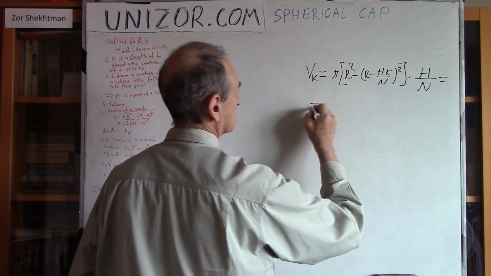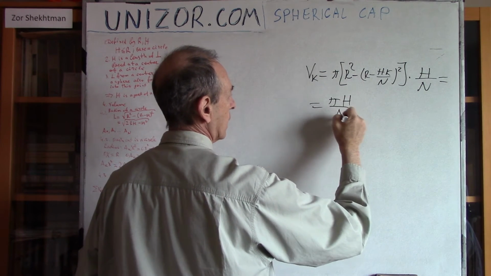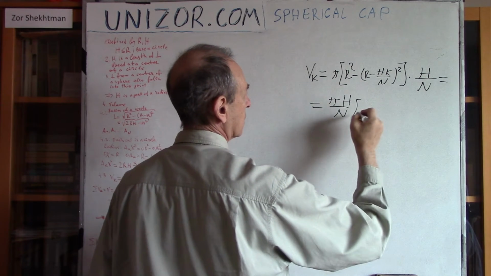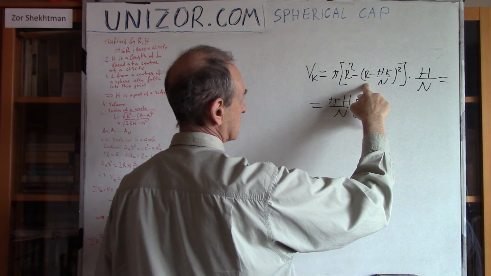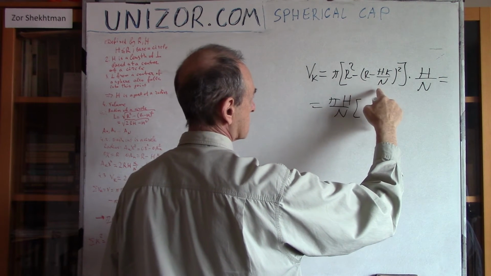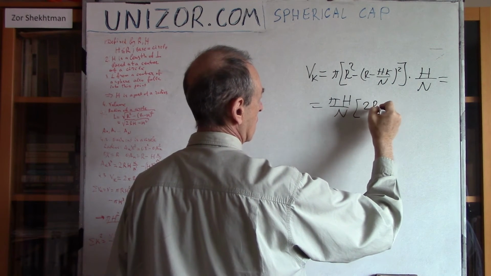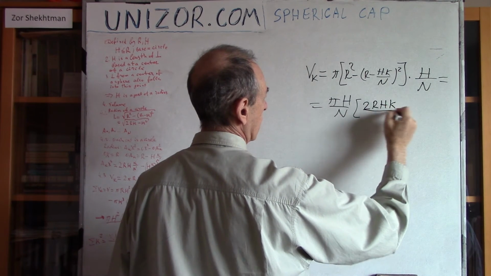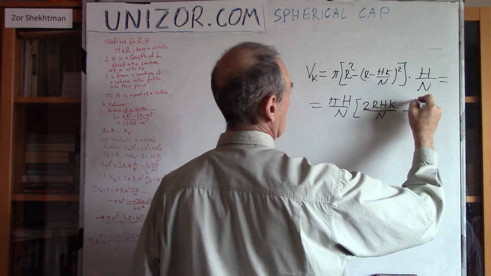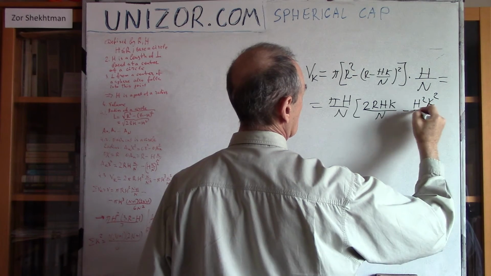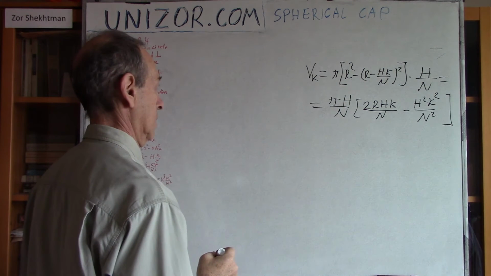Equals to pi h divided by n, and what do I have here? R squared and minus R squared would cancel out, then minus R minus hk, that would be with a plus, so it's 2Rhk divided by n, and minus h squared k squared divided by n squared. Am I right? That's VK.